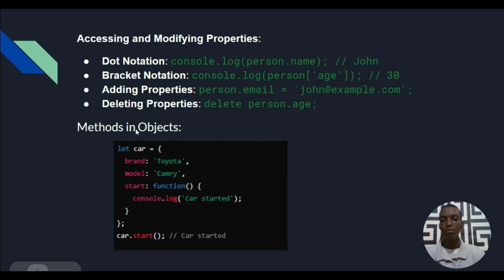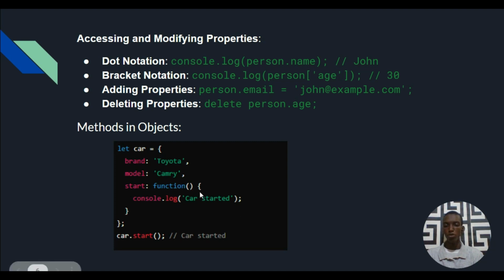Now look at an example, a method in JavaScript. I'm saying let car equal to brand. The first property I'm giving is brand, which is Toyota. I'm saying the model is Camry. Now I'm giving it start. I'm giving a function here, basically a method. So I'm saying start, that's the property, but inside that property I'm giving a method.